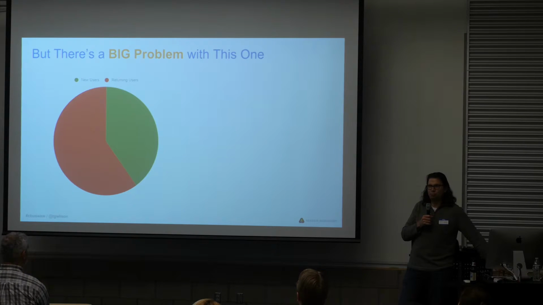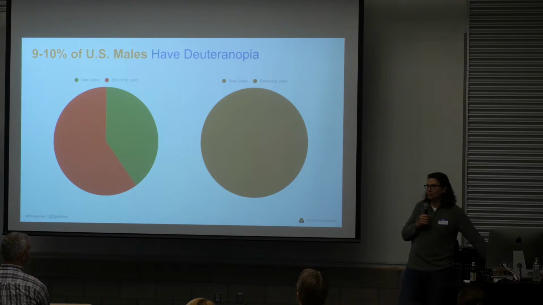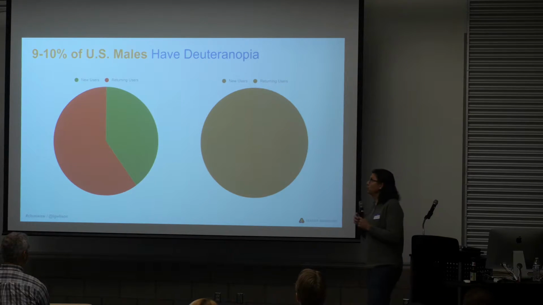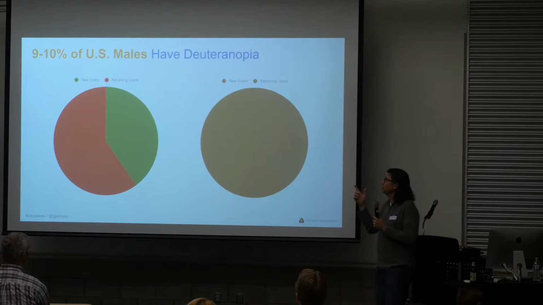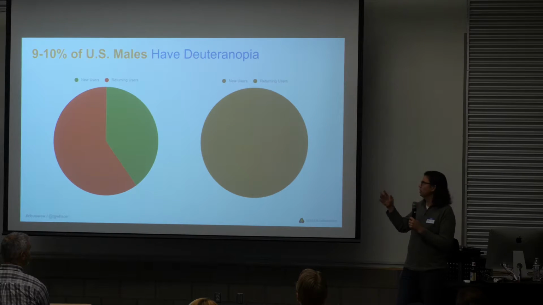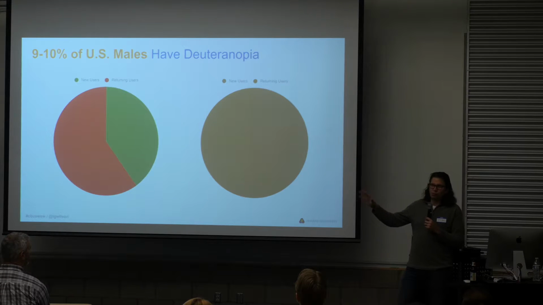I don't know if we have enough people here. If there's any guy who's wondering, are you seeing what that is? Yeah. So 9 to 10% of US males have deuteranopia. I almost got that right. I had to fiddle around with the greens and reds a little bit to make it this bad.